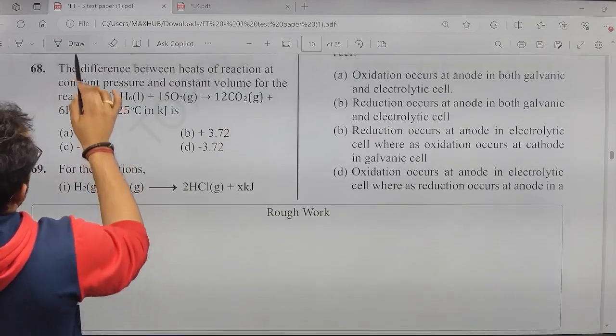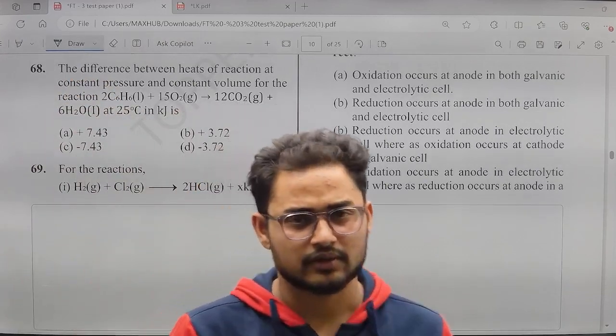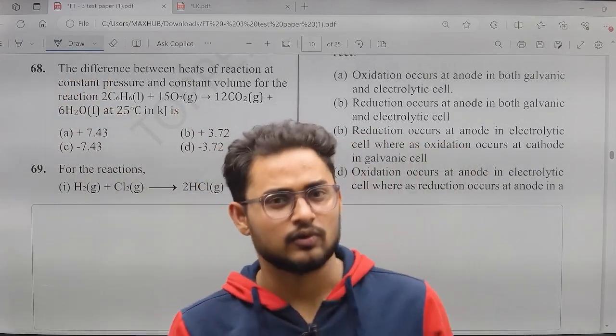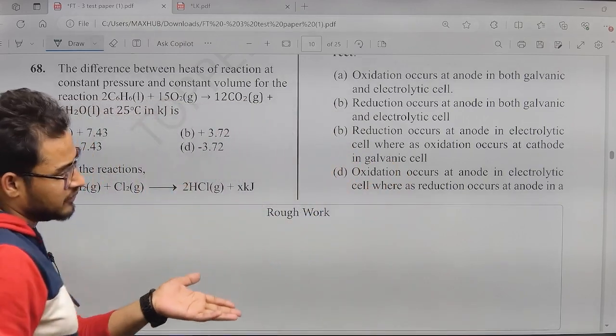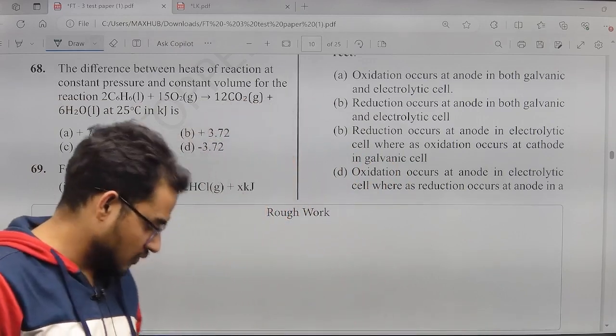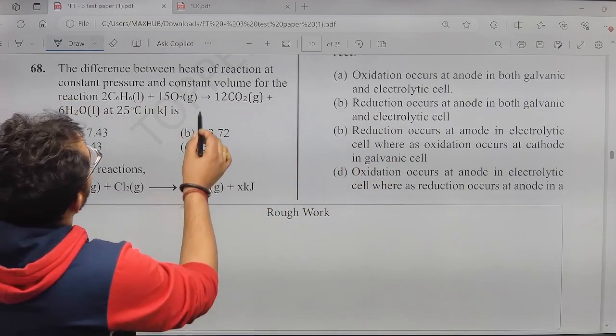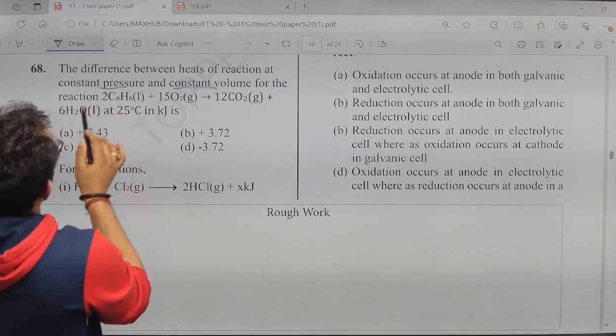There is very little chance that a higher number of questions will be raised from the p block. 1 or 2 questions may be raised. That's why in all these papers, FT 1 to 5, you will see there is only one question related to the p block. The difference between heats of reaction at constant pressure and constant volume for this reaction.